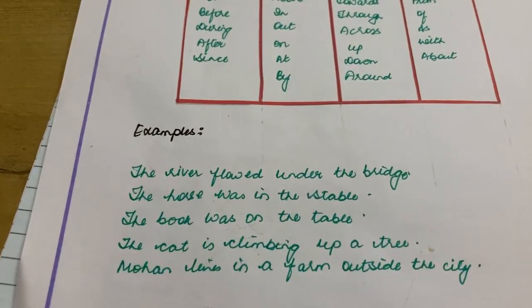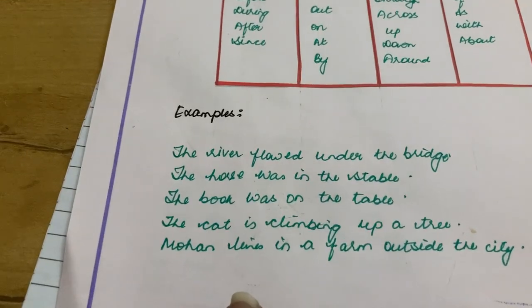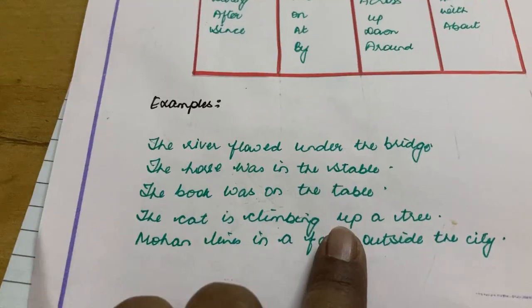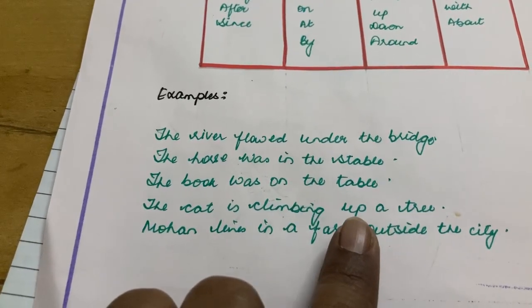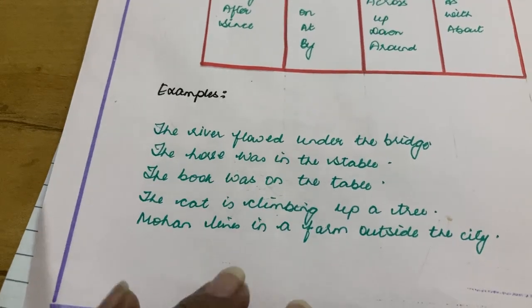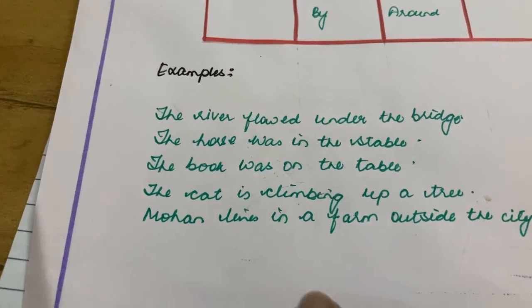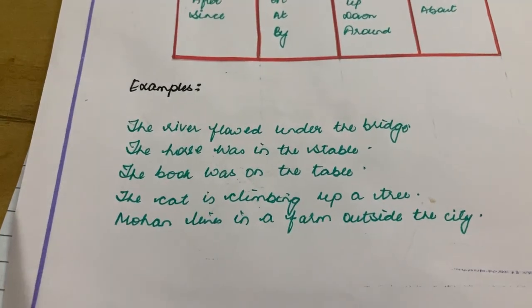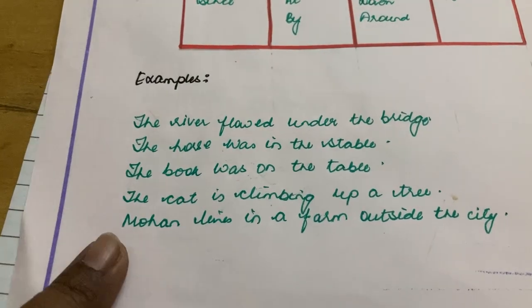So for example, the cat is climbing up a tree. So what is the cat doing? The cat is climbing up the tree. Here up is a movement because the cat is climbing. So what have we used? We have used up. Mohan lives in a farm outside the city. So where is Mohan living? He lives in a farm that is outside the city. So this tells us about the location of Mohan's house.